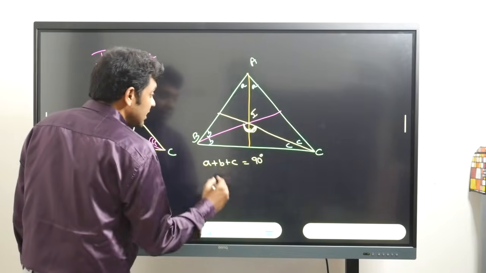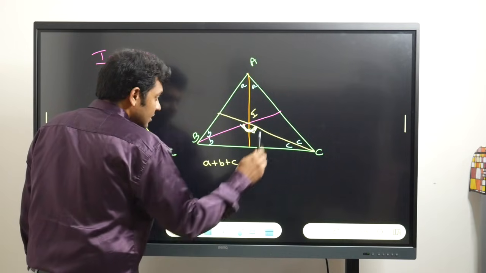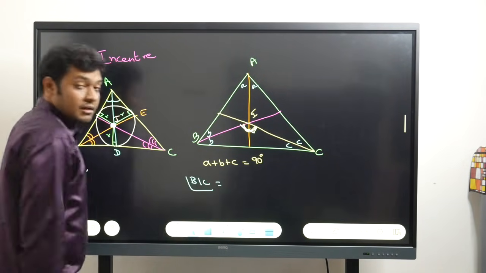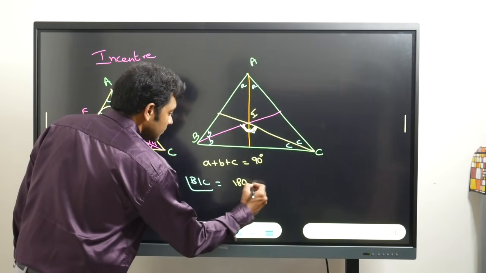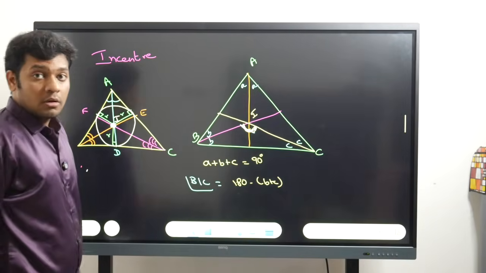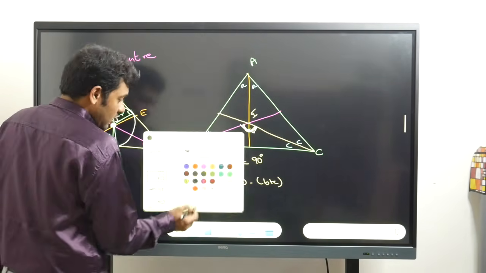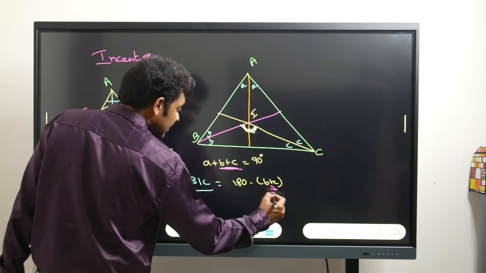Now I have to find this angle BIC. In this triangle BIC, can I say this angle is angle BIC, right? Angle BIC is nothing but 180 minus of b plus c, because the sum of these three angles will also be 180. So angle BIC is nothing but 180 minus of b plus c. Now from the first equation, can I say b plus c is 90 minus a? I can replace this as 90 minus a.